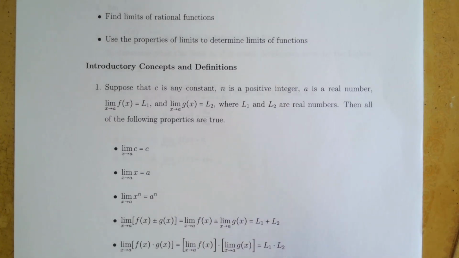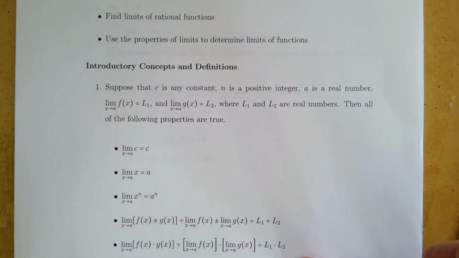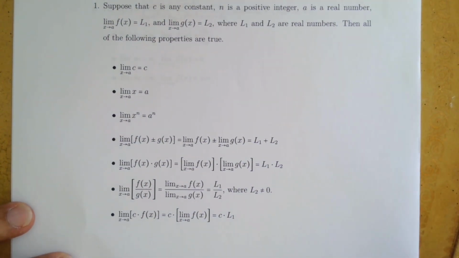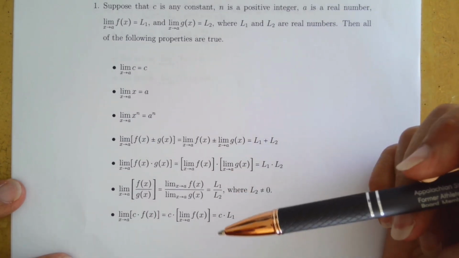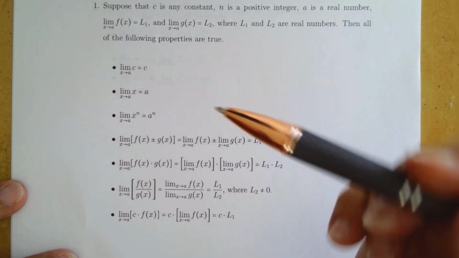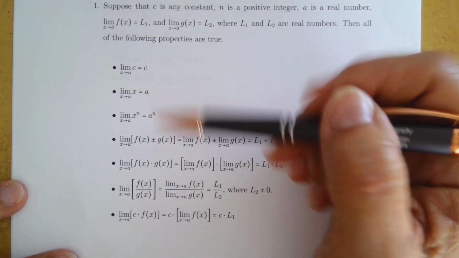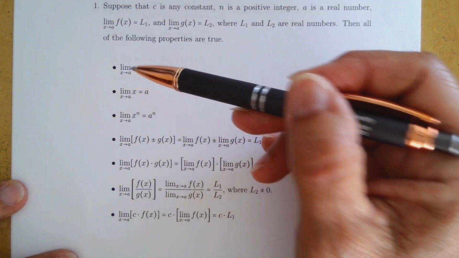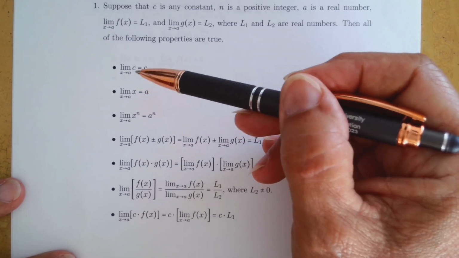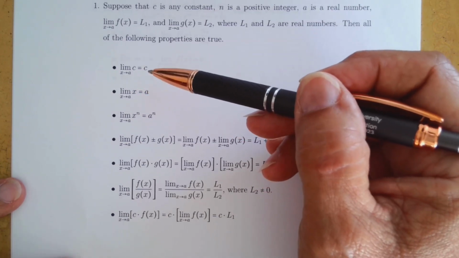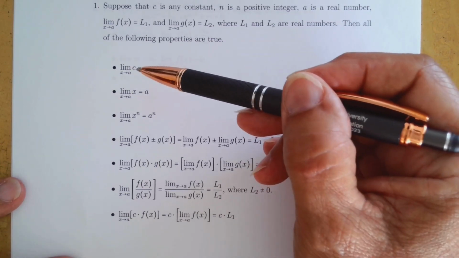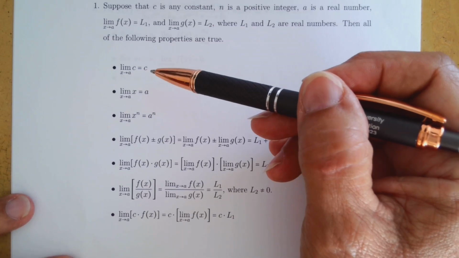Then all of these following properties are true. You don't really need to memorize or go too crazy about what you're seeing here. It's just making sense of limits. So remember, if the limits of two different functions exist, then these things are true. First off, the limit of a constant. C is a constant. So if you're asked to find the limit as x approaches a of some constant, then your answer is the constant because there's nowhere to plug in that number. A constant is just a number. So the limit of just a number as x goes to anything would just be the number.